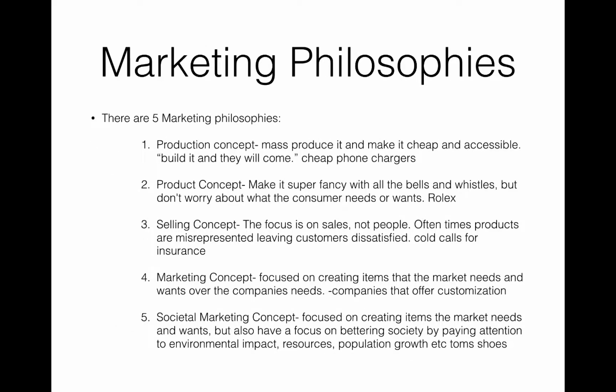So I mentioned marketing philosophies, and there are 5 primary marketing philosophies. So one is the production concept. So basically, the production concept is that all of your focus is on producing something. And so it's generally something that's mass produced, and you want to make it as cheap as possible and accessible as possible. So I want you to think about cheap phone chargers, okay?